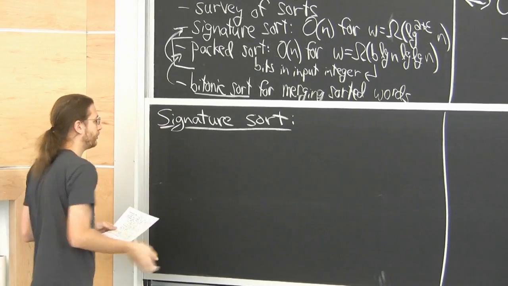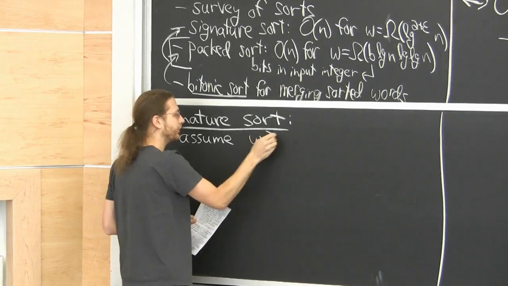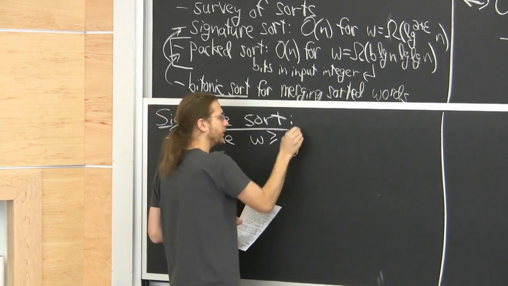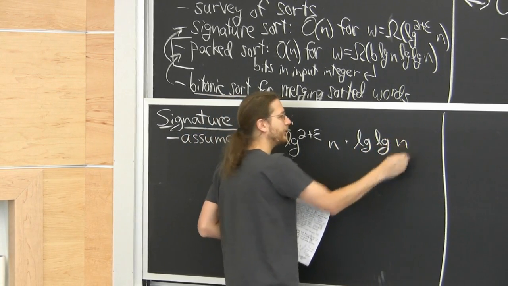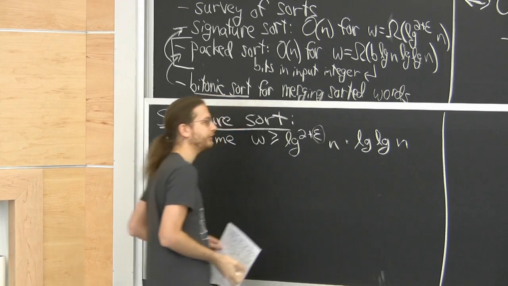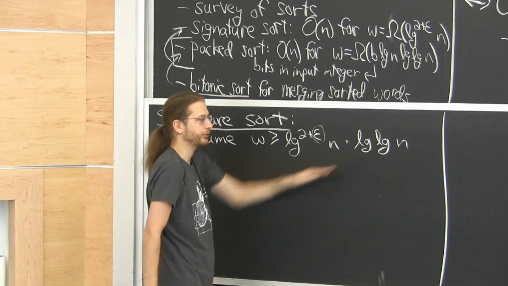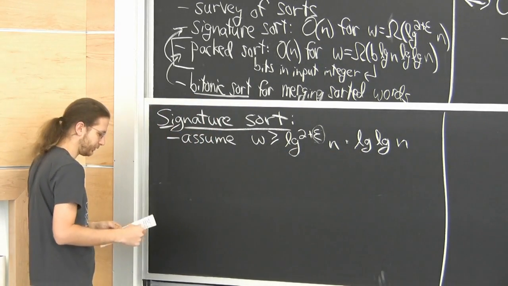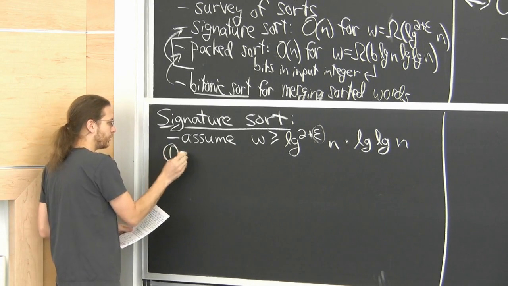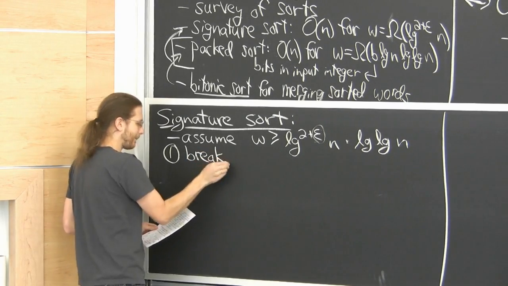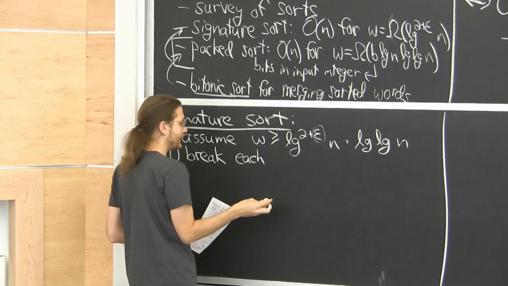Cool. So I'm going to assume for my signature sort that w is at least log to the 2 plus epsilon n times log log n. This is really just a change in what epsilon means. If you're given some particular epsilon, make it a little smaller, then you can afford to add that log log n factor. This is just for convenience. Now, here's the idea. This is a pretty cool idea, I have to say. It's by Andersson and others in 1998.